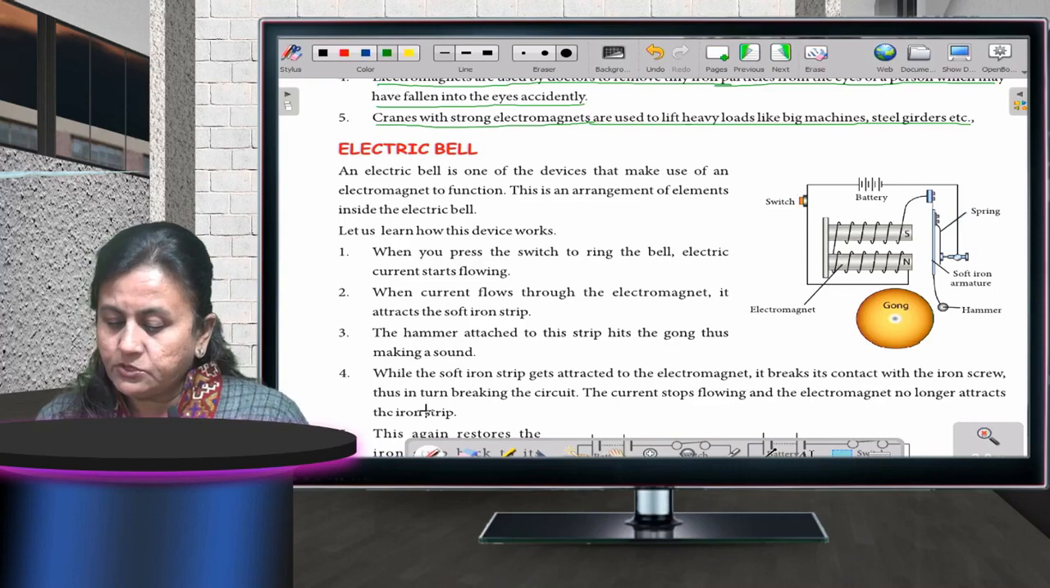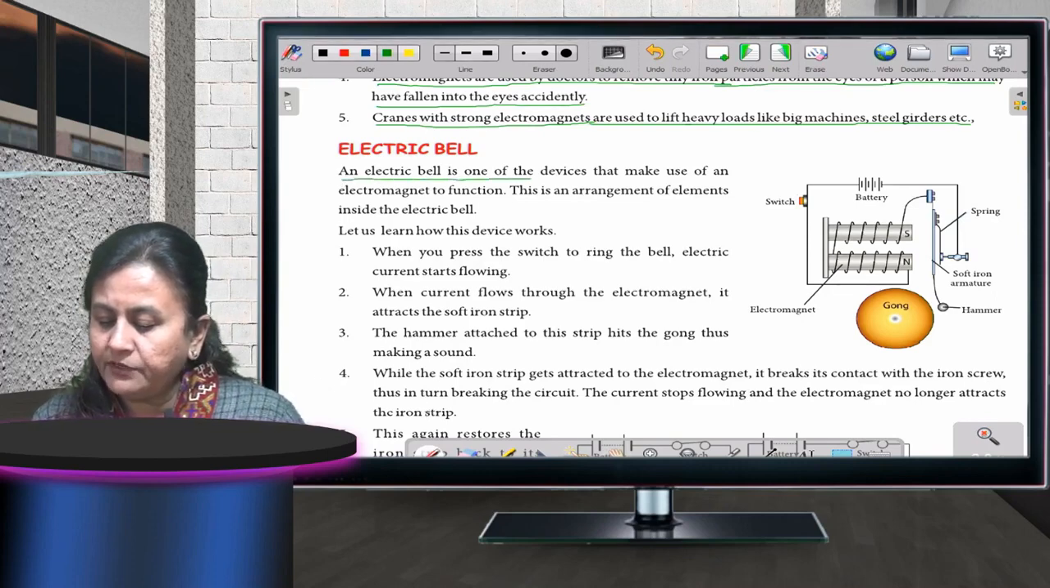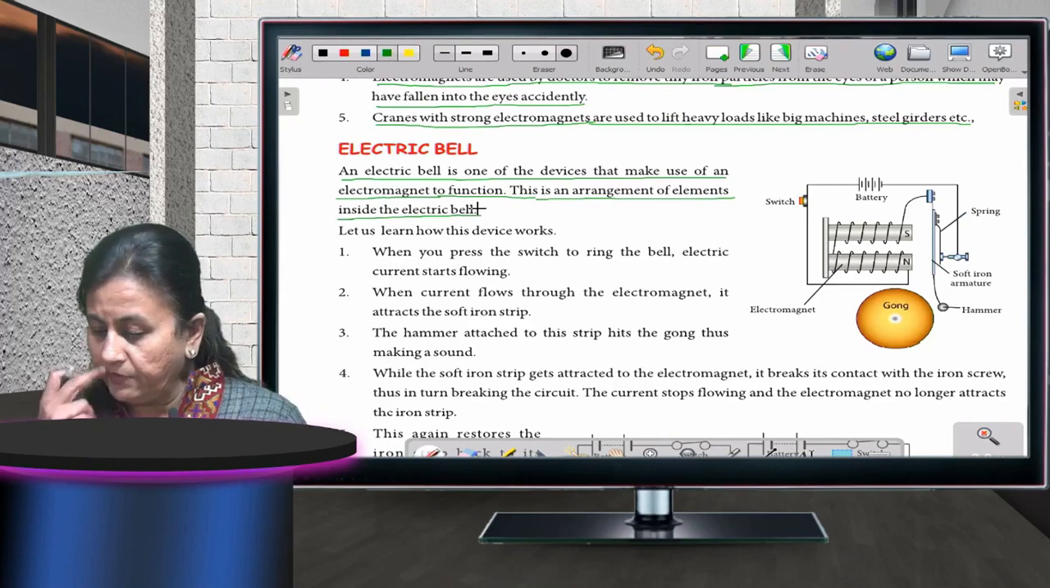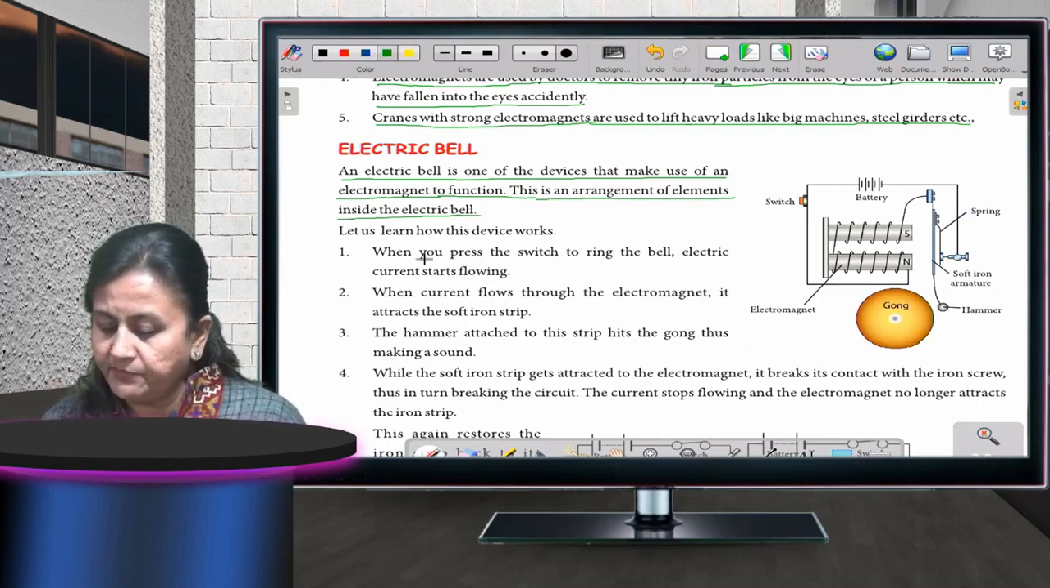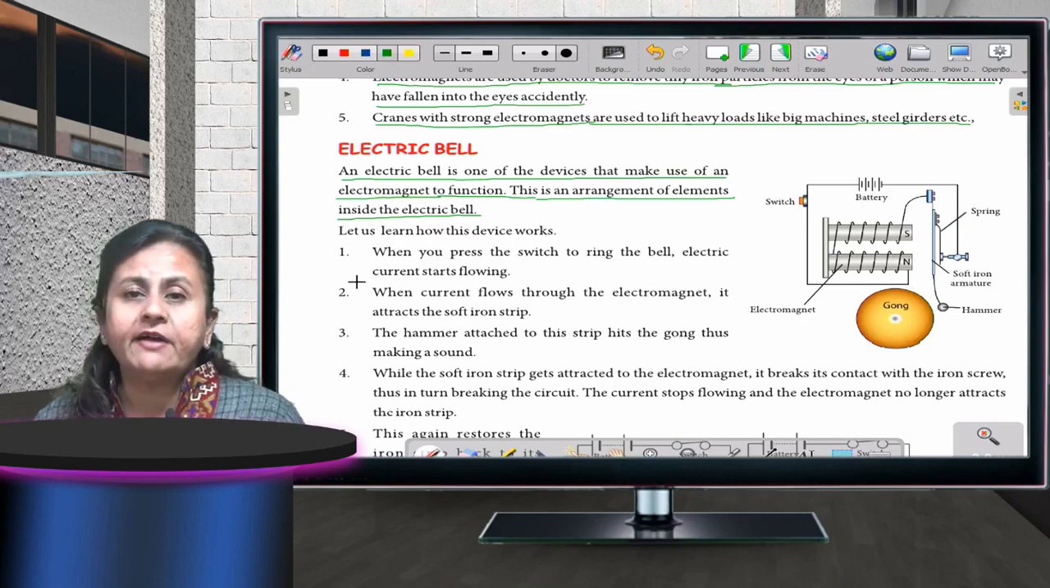Okay, so an electric bell is one of the devices that makes use of an electromagnet to function. This is the arrangement of elements inside the electric bell. Okay, this is the diagram. It's very beautifully done also. You can just go through it. Now, I'll tell you how this device works.